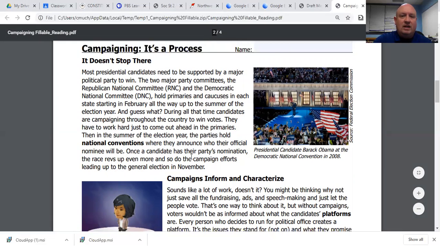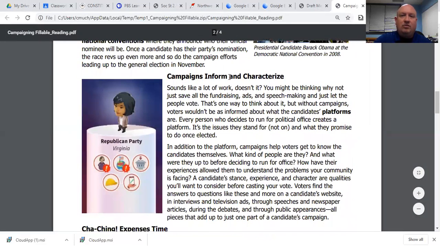Once a candidate has their party's nomination, the race revs up even more, and so do the campaign efforts leading up to the general election in November, which is where we're at right now. Campaigns inform and characterize. Sounds like a lot of work, doesn't it? You might be thinking, why not just save all the fundraising, ads, and speech making and just let the people vote? That's one way to think about it.